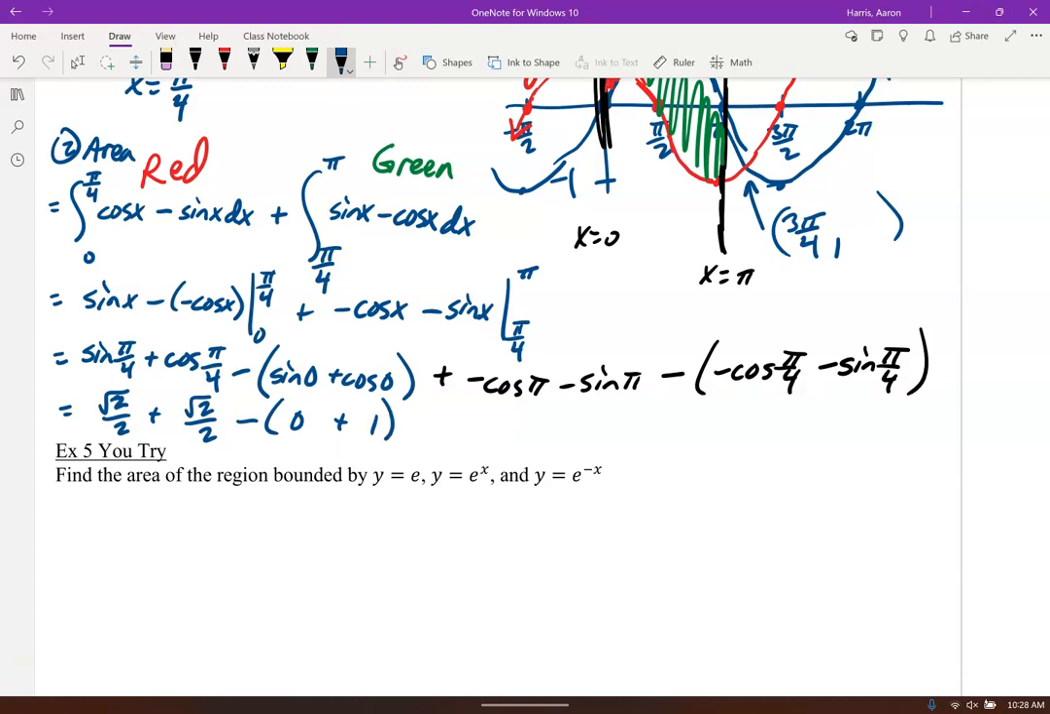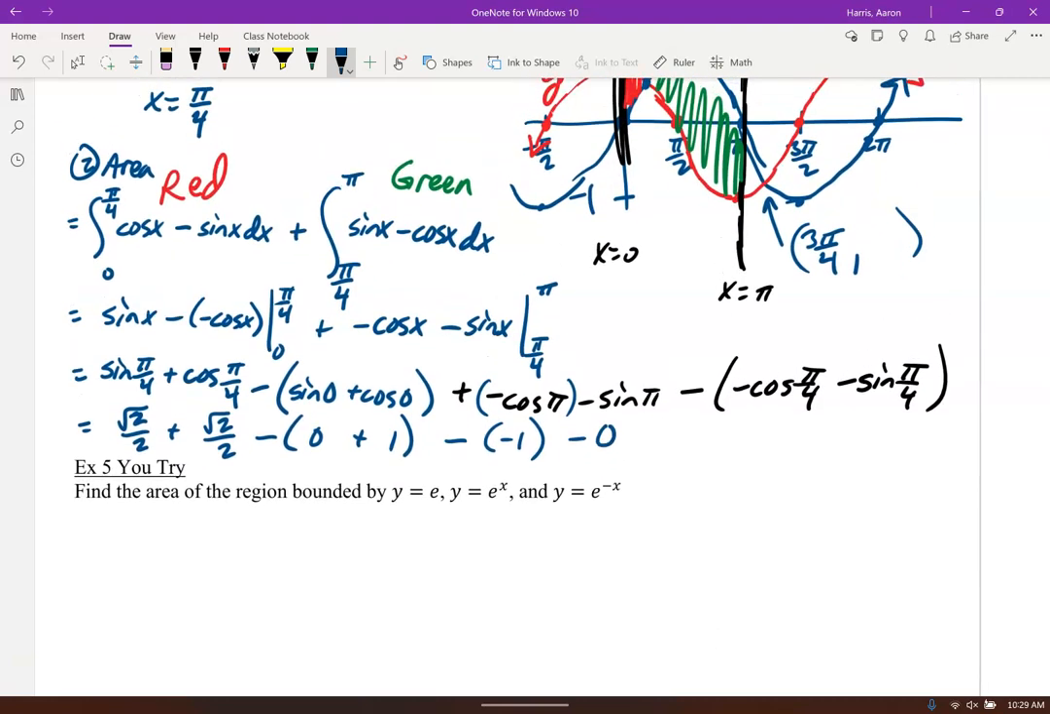I got plus a minus, in other words, a minus, and then the cosine of pi is -1. Sine of pi is 0. And I got, you know what, let me just distribute that. So that'll be plus cosine of pi fourths and plus sine of pi fourths. Sine of pi fourths is √2/2.